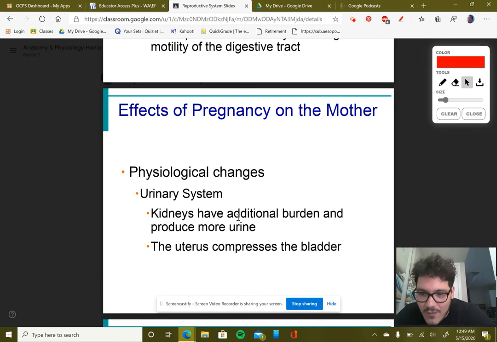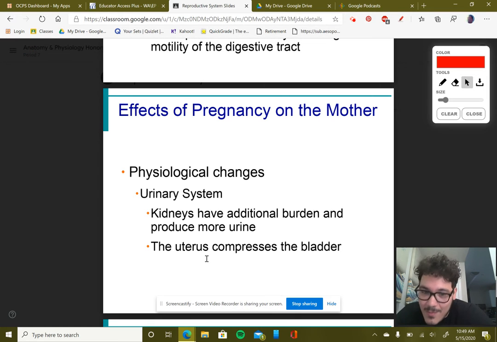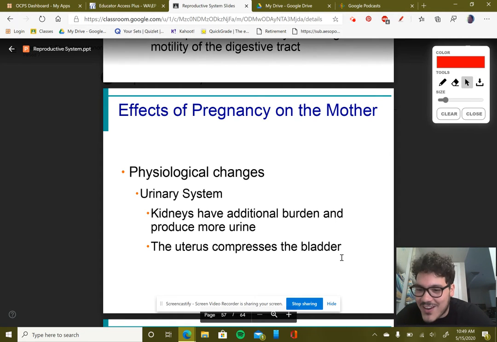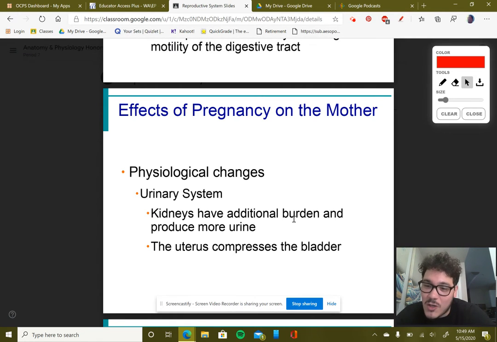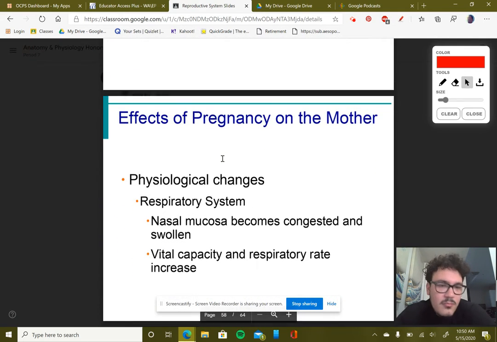On the urinary system, some changes that we observe. Again, this is kind of obvious as far as just thinking of how the uterus expands. Kidneys have additional burden and will produce more urine. And because the uterus is compressing the bladder, you can't store urine as long. So this is a two-sided punch in this case. The kidneys are being pressed on, so they make more urine, but the bladder can't expand to normal size, so you urinate more often. So unfortunate as far as one of the side effects that we observe.